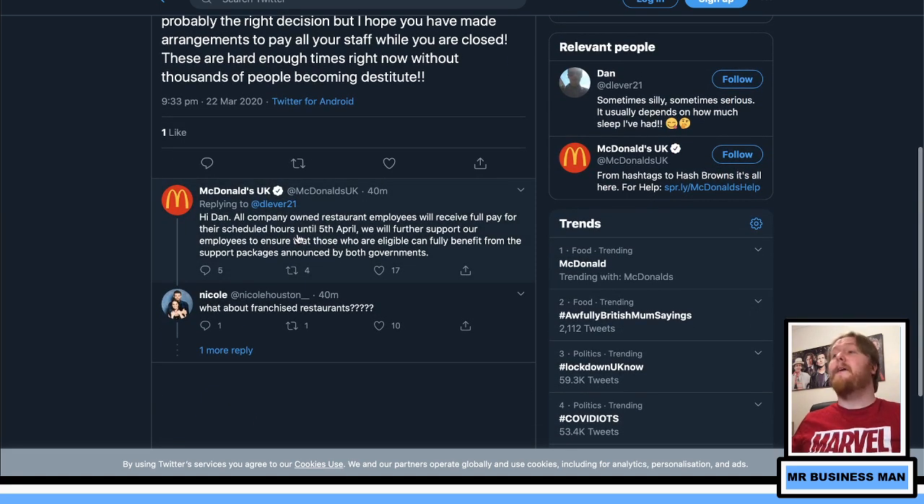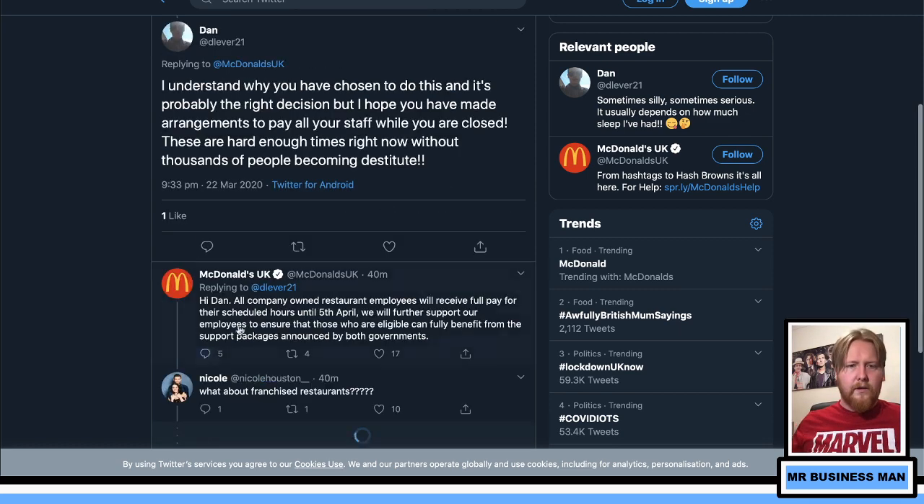Wow. So that means that in terms of what McDonald's are doing, they are saying that until the 5th of April, when's that? With the 5th of April, it's the 22nd of March. Is that like a week? Two weeks? So they're saying two weeks, again this two weeks thing. They're only going to pay people for two weeks for company-owned restaurants. What about franchised restaurants?